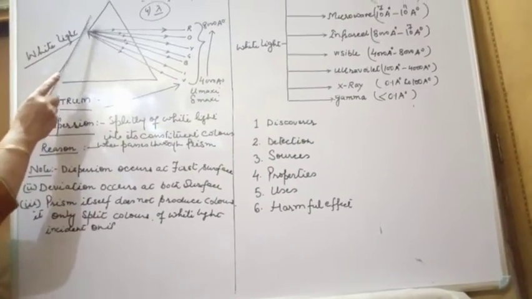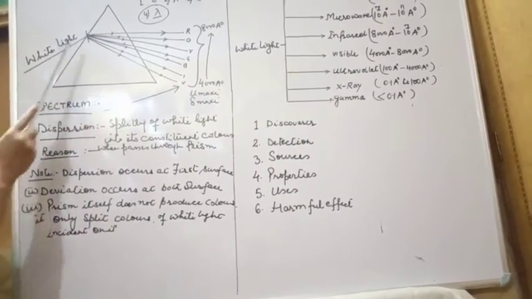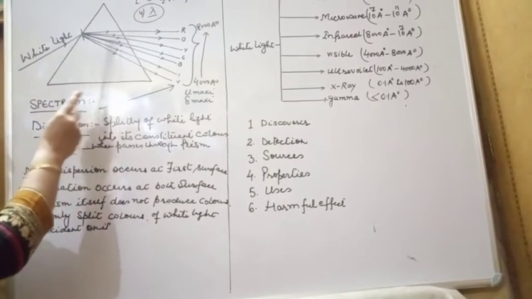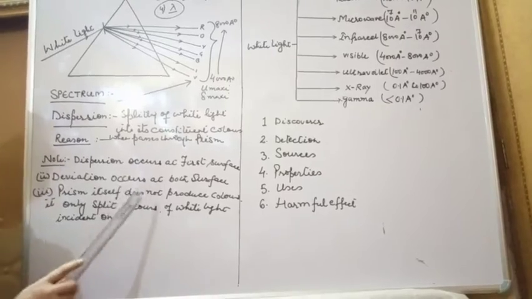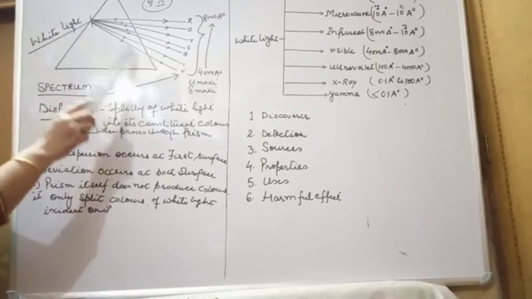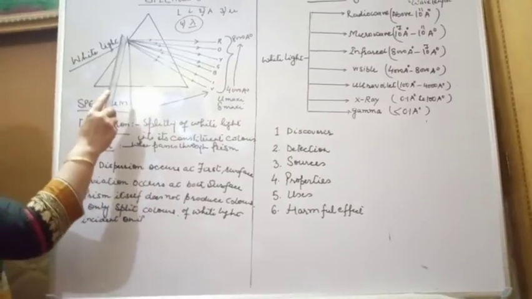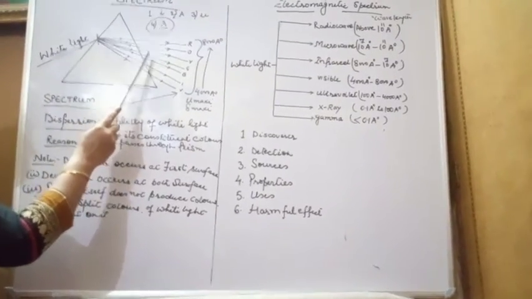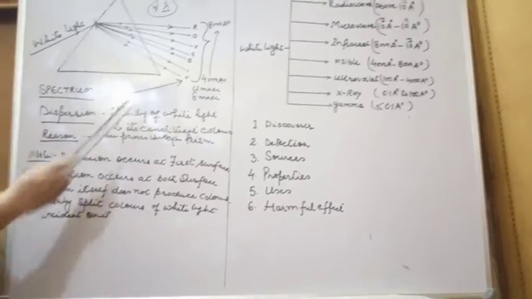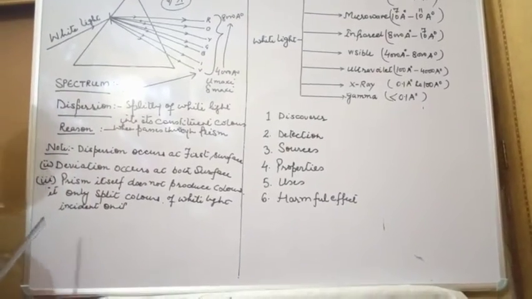Some important points regarding this dispersion. First, note that dispersion occurs at the first surface. Dispersion occurs only at this first surface, because white light splits into 7 colors only on the first surface. Whereas deviation occurs at both surfaces. Deviation means it will strike at a different angle. So deviation occurs at the first face as well as the second face. You have seen there is a different width of the deviation of all these 7 colors.